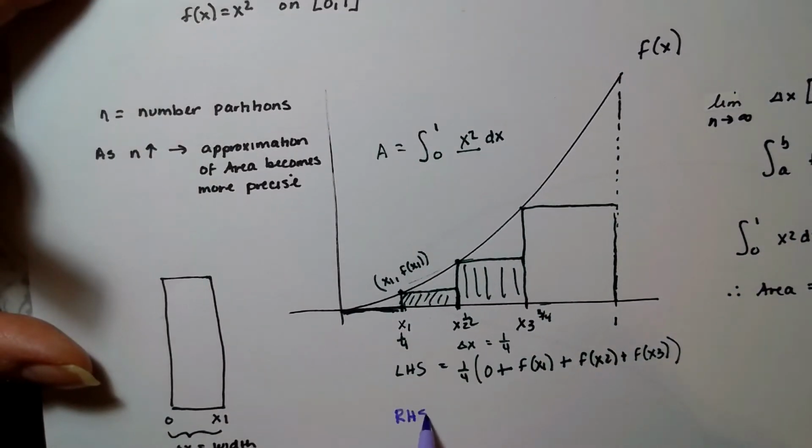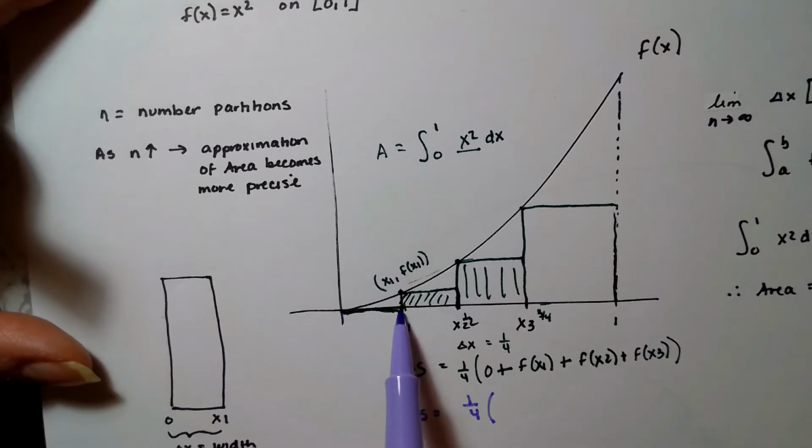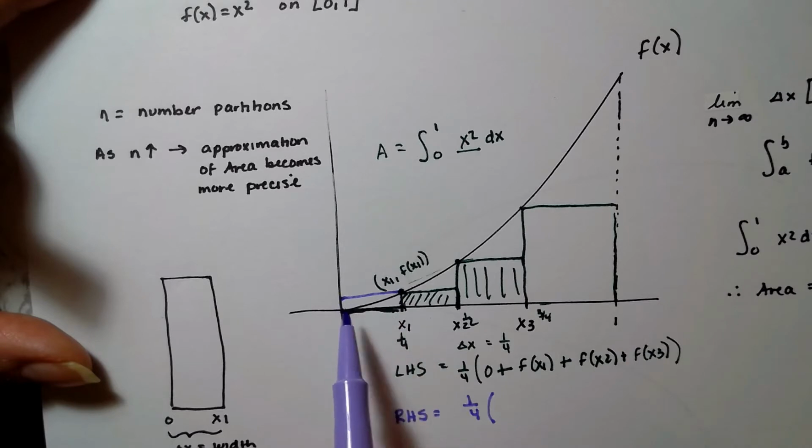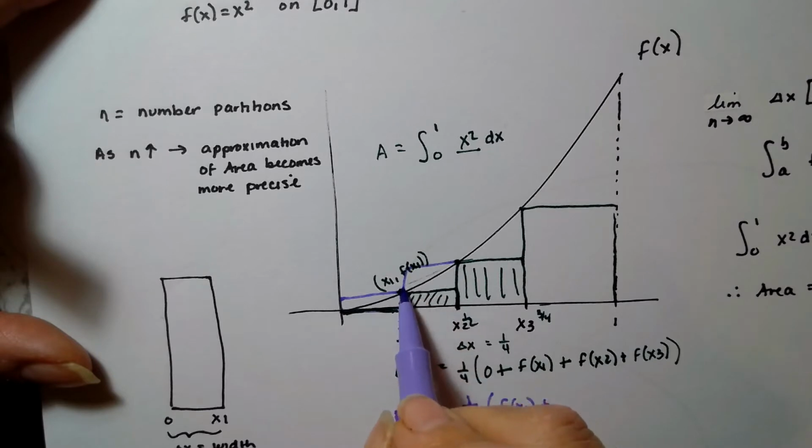If I do a right-hand sum, my interval widths are not changing, so I'm just going to pull the delta x, or the 1/4, out. And if I'm starting with the rightmost endpoint, now I'm starting at x sub 1, and I'm going up till I touch the curve, over and down. So I have 1/4 times f of x sub 1 plus, for this one here, I go over to the rightmost endpoint, go up, over, and down.